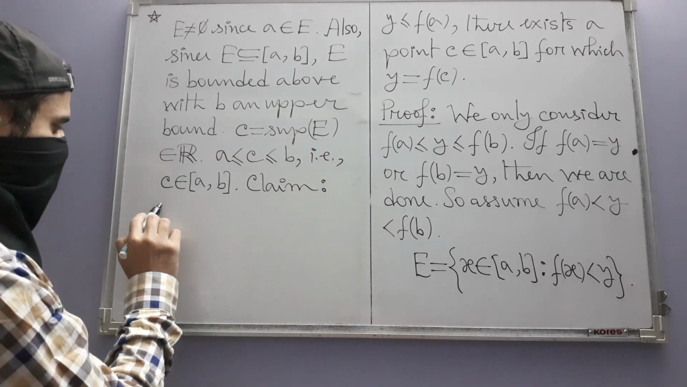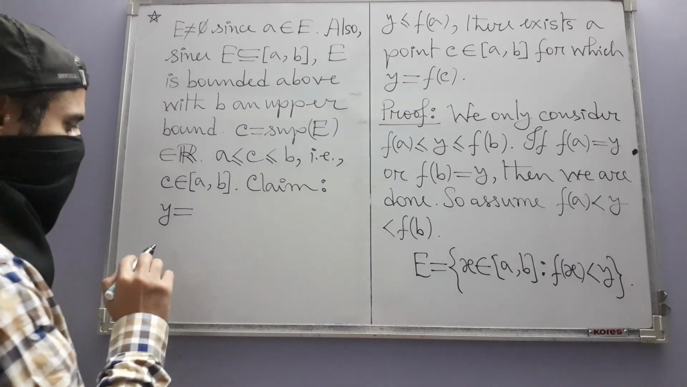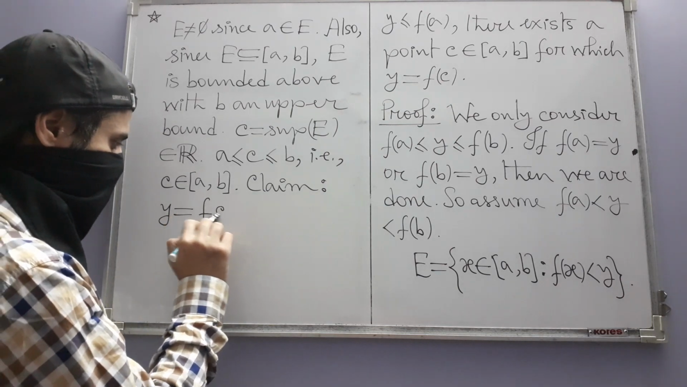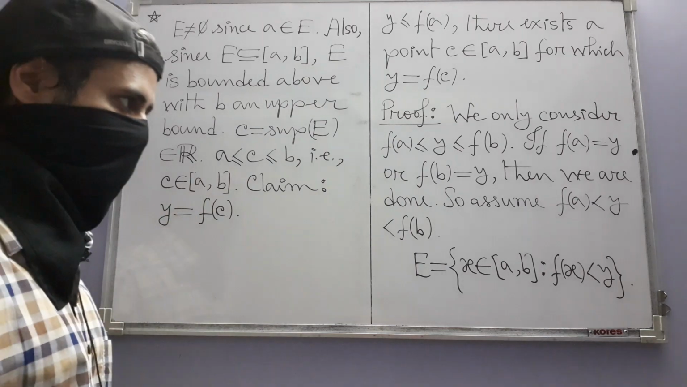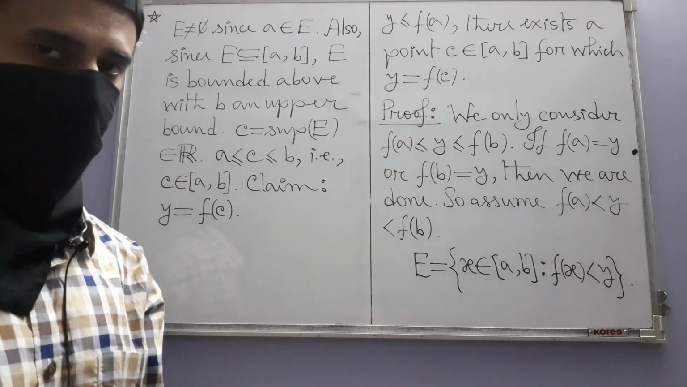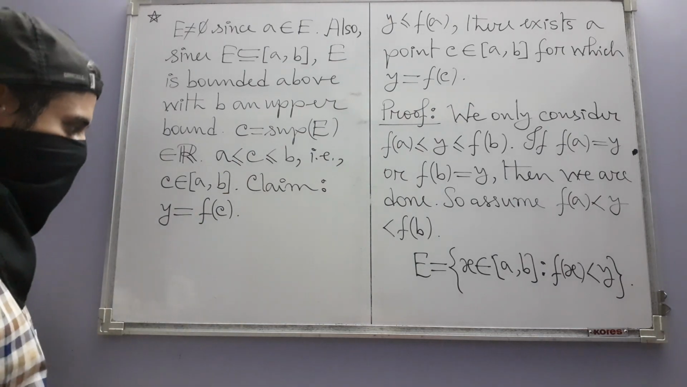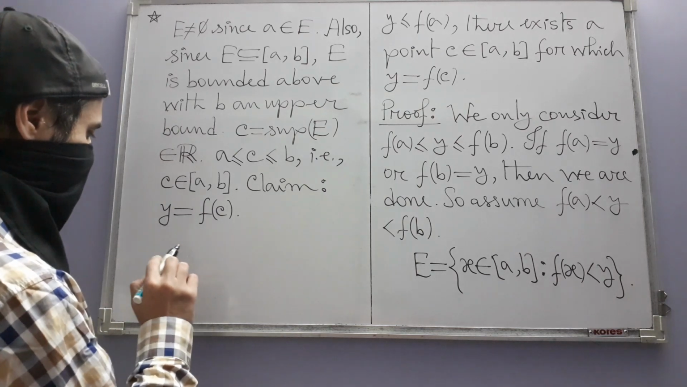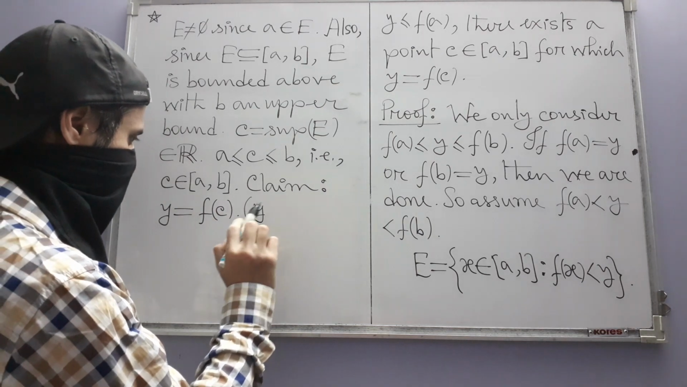Our claim is that the previous value y is actually equal to f of c. So this is the c that we were seeking, or we were mentioning in this statement. Now how to prove this? We will prove this by actually proving both these inequalities.